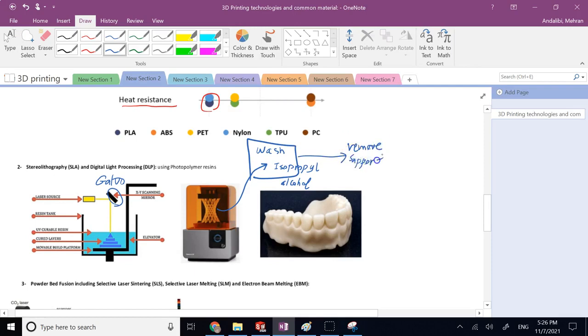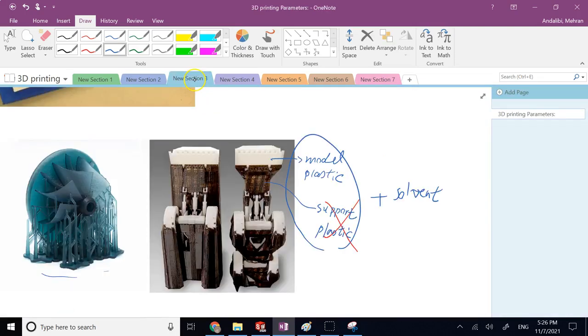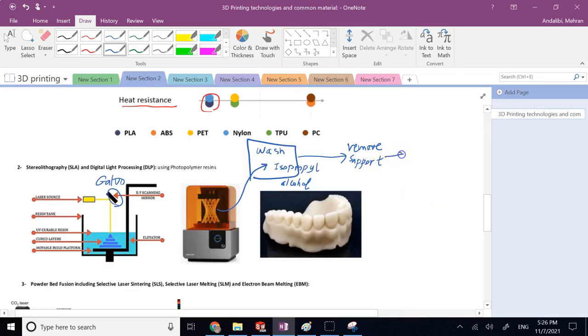Okay, because this type of print also needs support, and I showed you a picture of it. That's what you can see here. So you break this part, try to get rid of it. And then once you do that, you put it in the further cure machine.